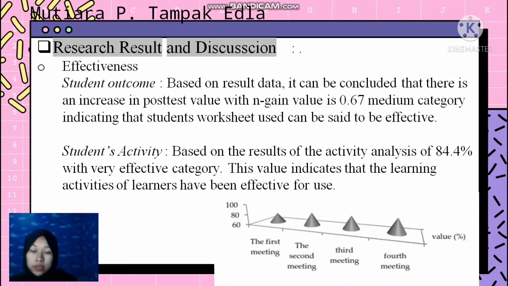Next, students' activity. Based on the result of activity analysis of 84.4% with very effective category, this value indicates that the learning activities of learners have been effective. There is the chart of students' activity on first meeting, second meeting, third meeting, and fourth meeting with the value.